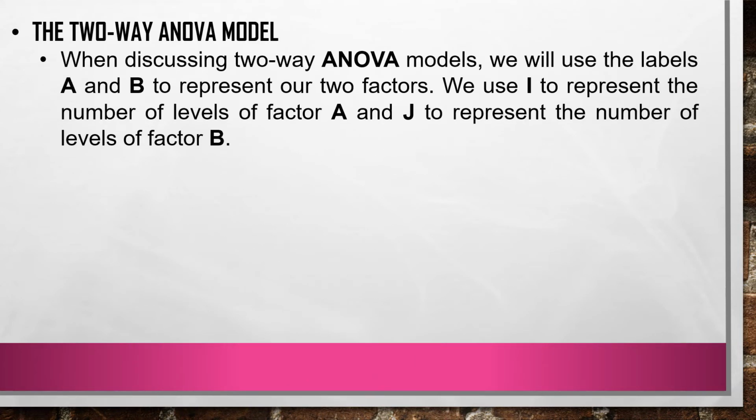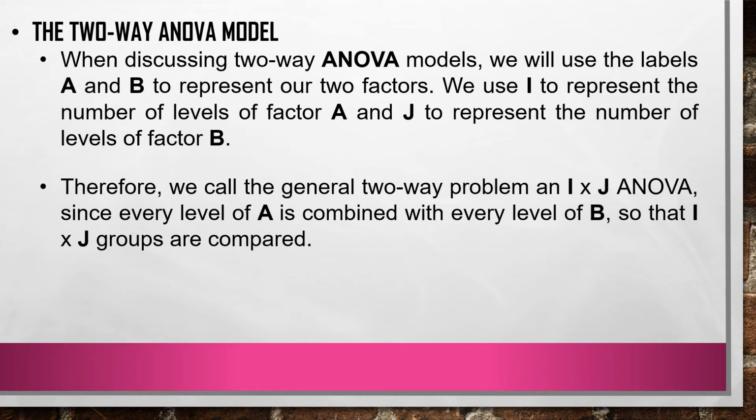The two-way ANOVA model. When discussing two-way ANOVA models, we will use the labels A and B to represent our two factors. We use I to represent the number of levels of factor A and J to represent the number of levels of factor B. Therefore, we call the general two-way problem an I×J ANOVA, since every level of A is combined with every level of B so that I×J groups are compared.